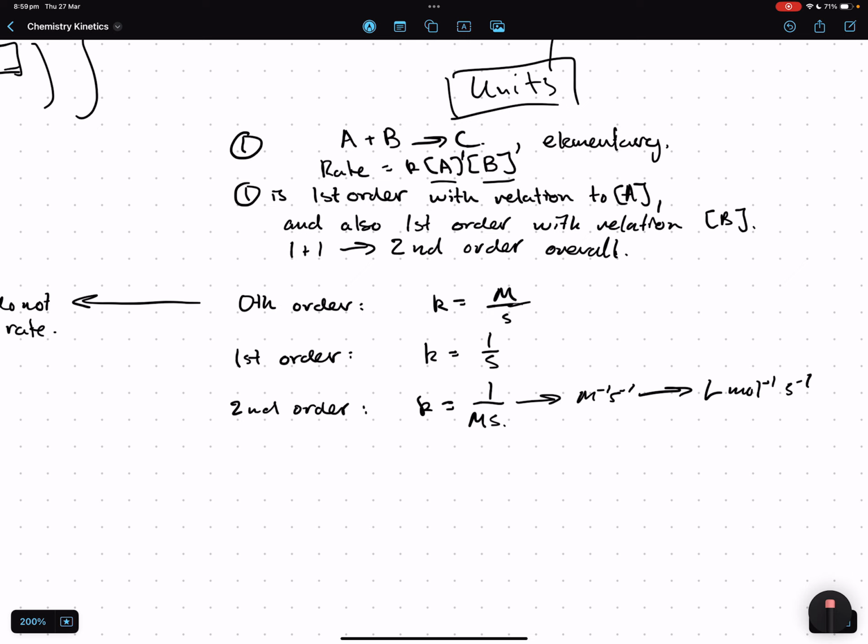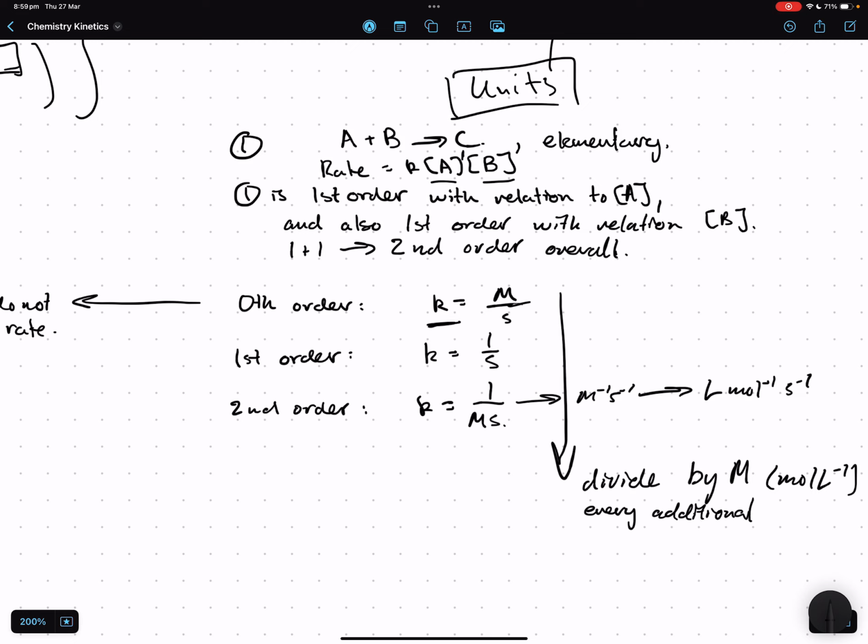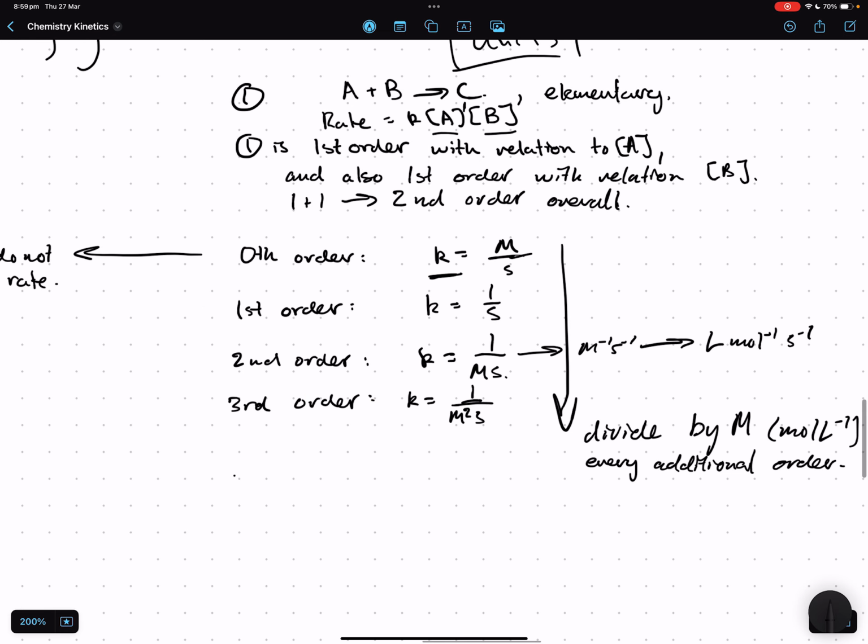It's pretty awful looking, but if you remember this pattern, it starts out as molarity divided by seconds, and for every additional order, you divide by molarity, which is moles per liter. So we know the units of the rates. For third order, k equals 1 over molarity squared seconds. So let's say I have the sixth order.